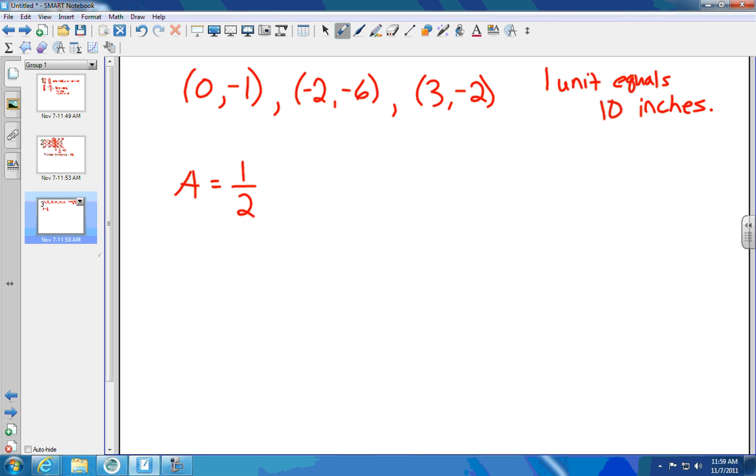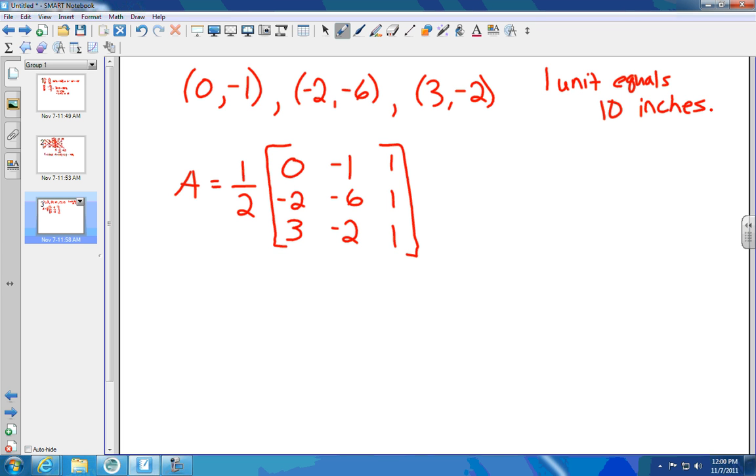And then you write your 3x3 matrix. These points right here are your column 1 and 2. You just copy them in there. 0, -1, -2, -6, and 3, -2. That's your first 2 columns, just your area. What goes in that third column? Ones. Third column is always just 3 ones. So don't forget your 1/2. Don't forget your third column is ones.